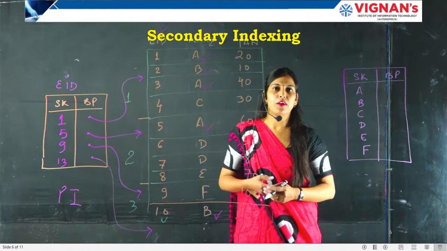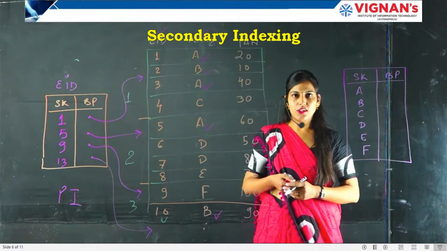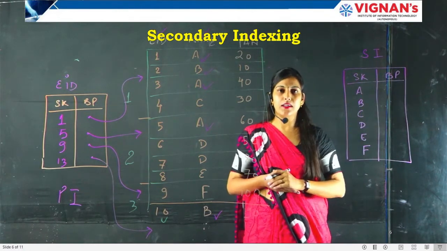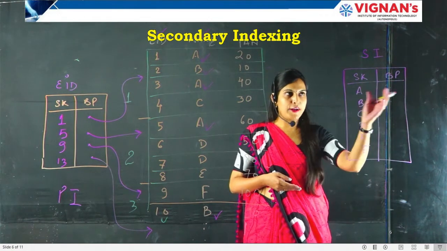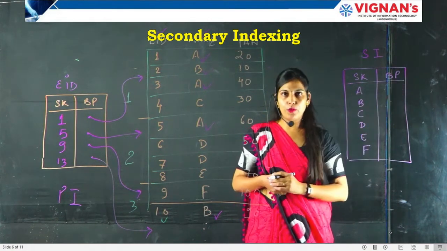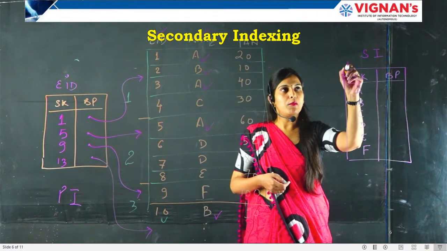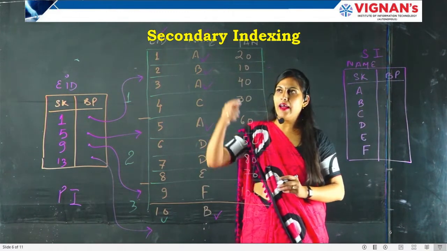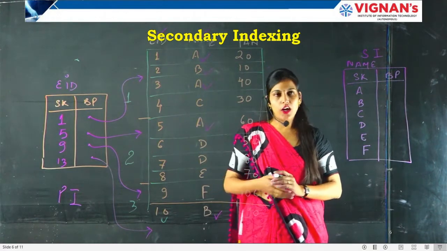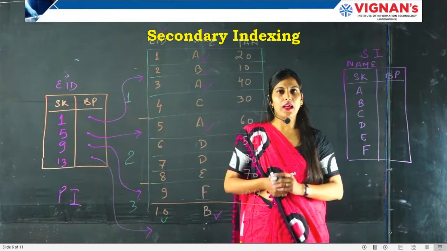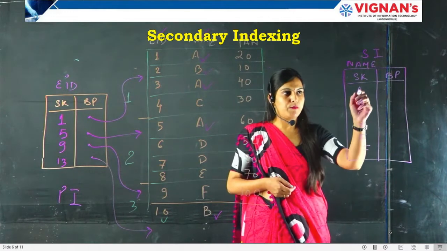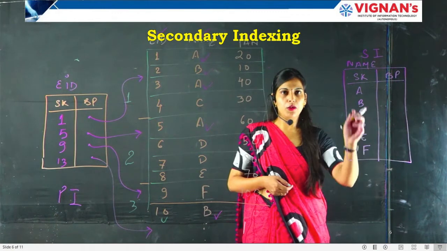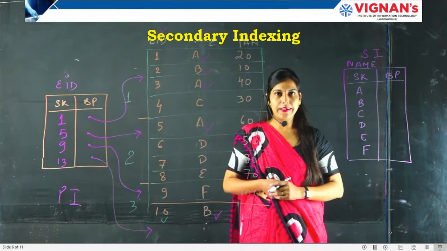So again we will define a secondary index for such data. I will create a secondary index file with two attributes, search key and block pointer. My search key will be the employee name. Here I have duplicate employee names, but in the index table I will keep only a single entry. So A, B, C, D, E, F. I am keeping only single entries in my index table.